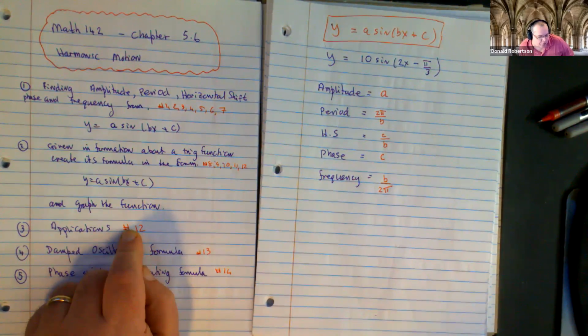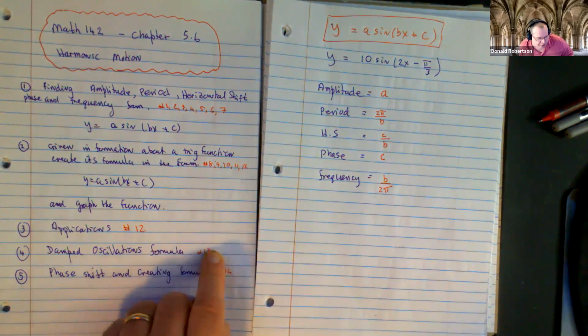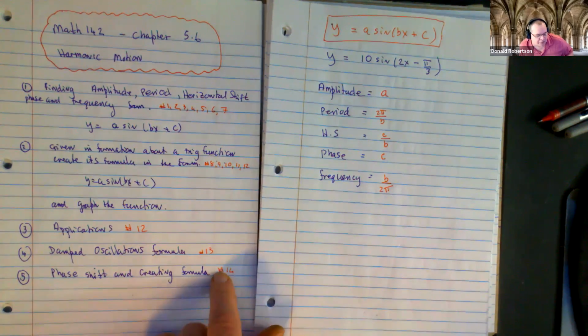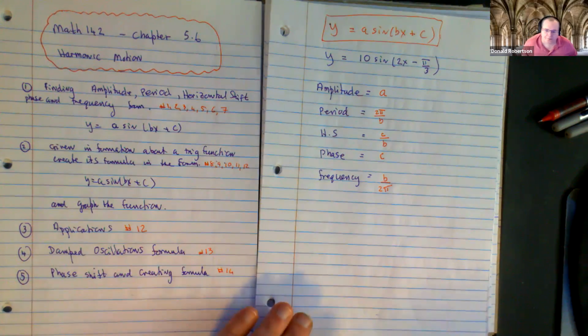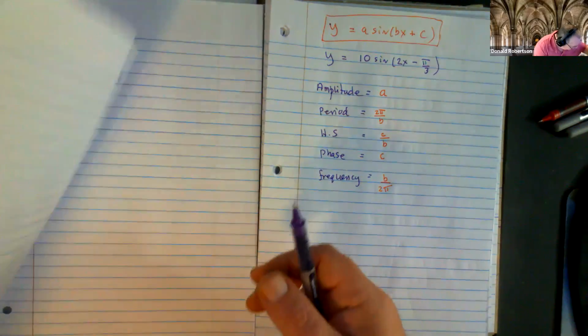There's an application one, question 12. There's a weird formula called damped oscillation. We've got one of those. And we have a phase shift creating formula, which is really just a version of this, but a little bit different. So let's begin. Professor?